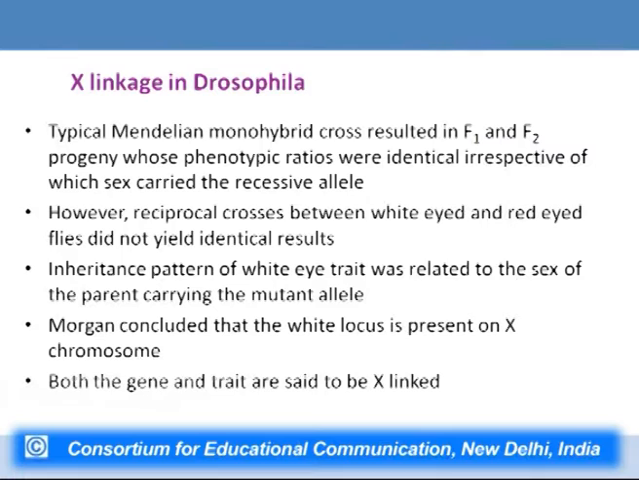So, Thomas Morgan assumed that this inheritance pattern of the white eye trait is somehow related to the sex of the parent who is carrying the mutant allele. And Morgan concluded that the white gene locus is present on the X chromosome. And he said that both the gene, that is the white eye gene, and the trait, that is the white eye trait, are X-linked. So this was the first time that the term X-linked was used in the history of genetics.